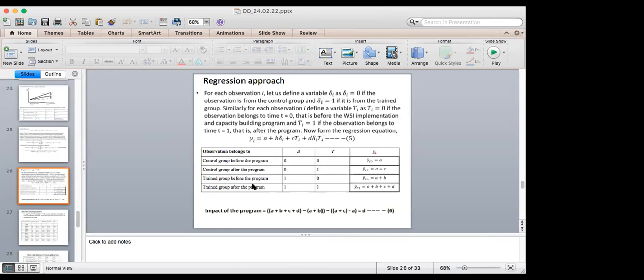So the control group before the program gives the same result as alpha, here it is a. The control group after the program, because there is no technology, is 0, and after the program 1, so a plus c. The trained group before the program has technology 0, so a plus b only. The trained group after the program is 1 in both columns, giving a plus b plus c plus d. This last term d is our original double difference.